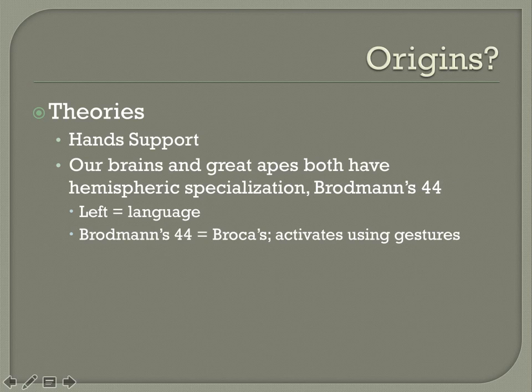And there is some support for this idea. Our brains and great ape brains both have hemispheric specialization. So what that means is that language tends to be on the left side of the brain. Again, unless you're left-handed, then it tends to be on both or the right. But in general, we're going to talk about right-handed people. So language is on the left side. And we both have Brodmann's 44. Brodmann's 44 is Broca's.